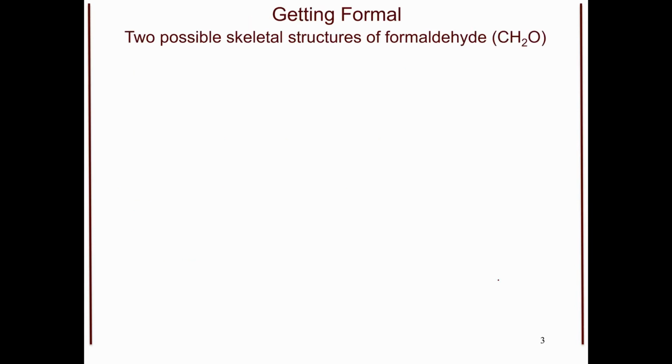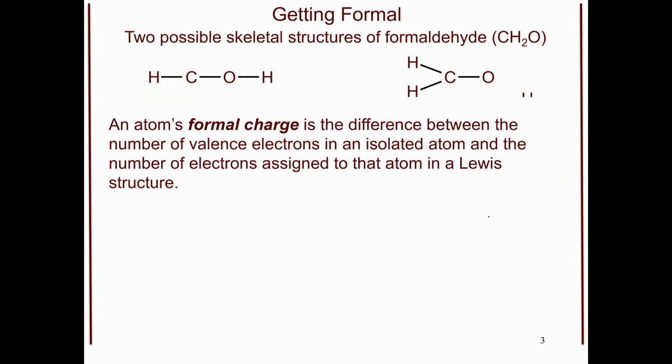So let us look at 2 possible skeletal structures for the molecule formaldehyde. This is going to show you the importance of our structures. So now what can we do? Well, let us go ahead and look at this as our first possible skeletal structure, and here is our second. So let us go and look at what formal charge means. This is the difference between the number of valence electrons in an isolated atom, that means coming from the periodic table, and the number of electrons assigned to that atom in its current Lewis structure.